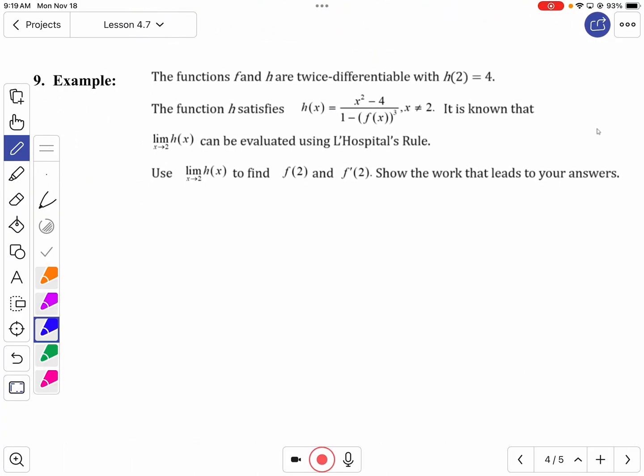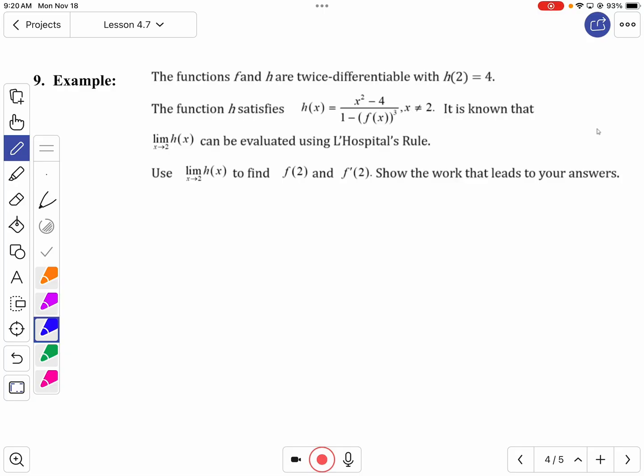All right, here we go. So the functions f and h are twice differentiable. There's probably a reason I can take 2 derivatives. It's just a hunch. With h of 2 equal to 4. The function h satisfies this equation, h of x equals x squared minus 4 over 1 minus f of x quantity cubed, when x is not equal to 2. It's known that the limit as x approaches 2 of h of x can be evaluated using L'Hopital's rule. Use the limit as x approaches 2 of h of x to find f at 2 and f prime at 2, and show the work that leads to your answer.